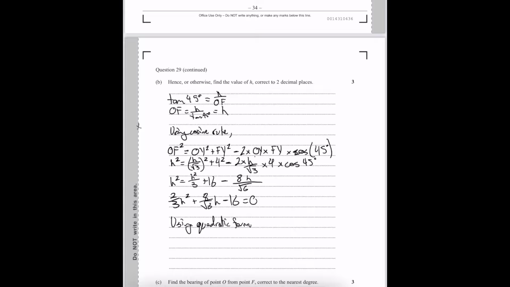we're going to get two solutions, but one of them is positive and one of them is negative. So what we're going to get is H is approximately equal to 3.03 or minus 7.93. But H, because it's an actual length, is greater than 0. Therefore, H is equal to 3.03 kilometers.